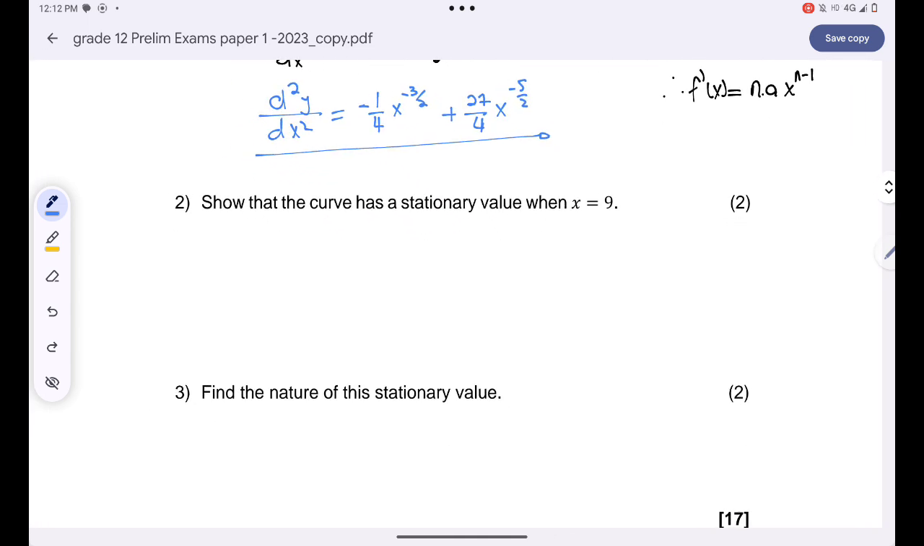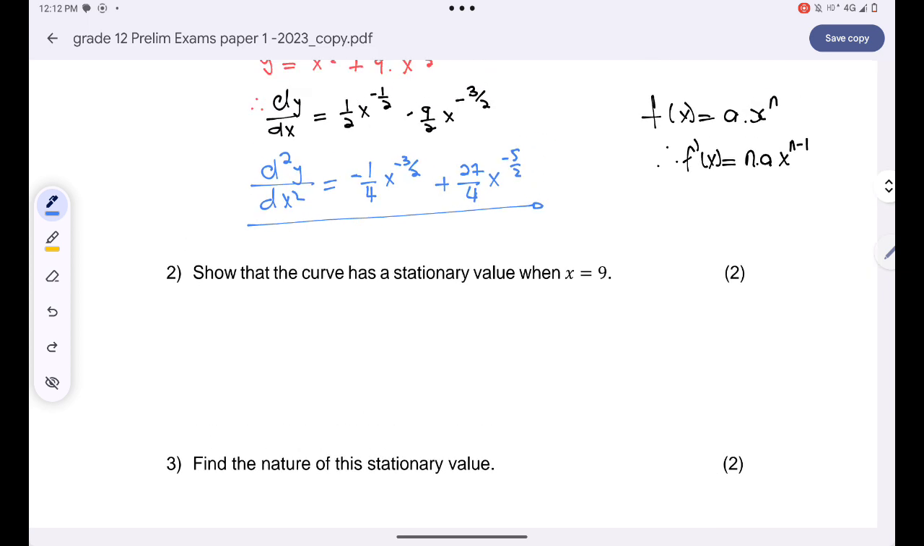Okay, and then now I'm supposed to show that the curve has a stationary value at x is equal to 9. A stationary point, guys, is also known as the turning point. Are you together? And for my turning point, I know that my derivative is supposed to be equal to 0. If my derivative is equal to 0, then I'm supposed to solve for x.